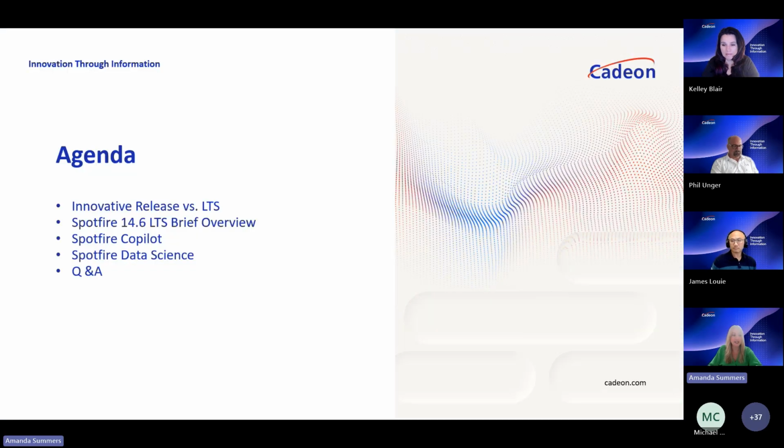So our agenda today, as I mentioned, we're going to talk this morning as Spotfire announced 14.7, which is an innovative release, was announced today. But we'll talk about the difference between the innovative release in 14.7 and the latest LTS version. So we'll give you an overview of that just in case there's any confusion there. Then we'll get into Spotfire 14.6 and a brief overview on that. We're going to talk a little bit about the Copilot, the data science, and then, of course, open it up for Q&A.